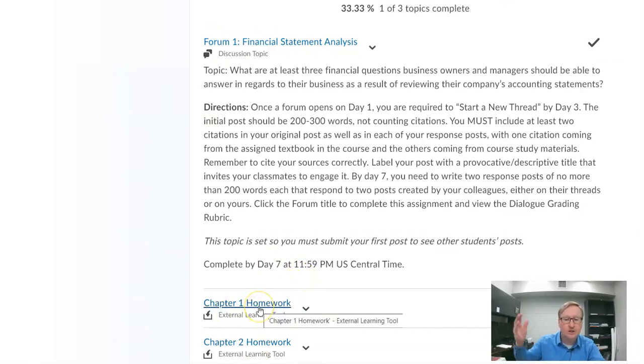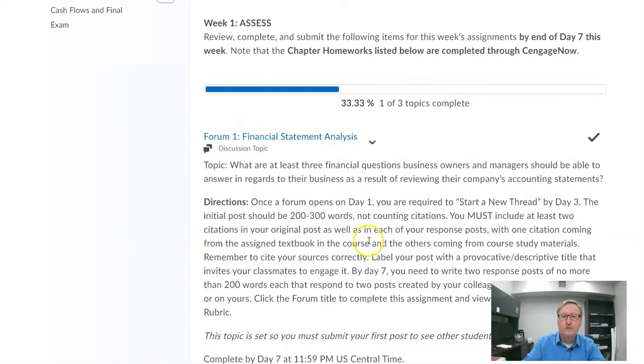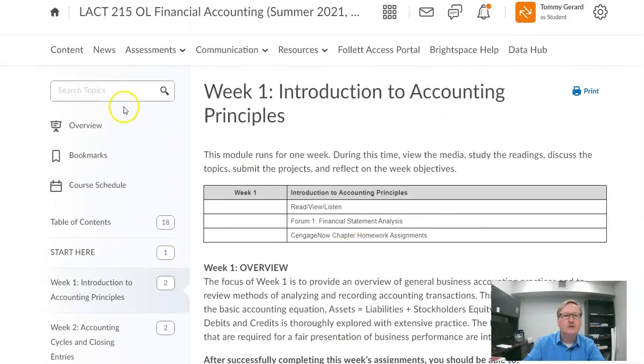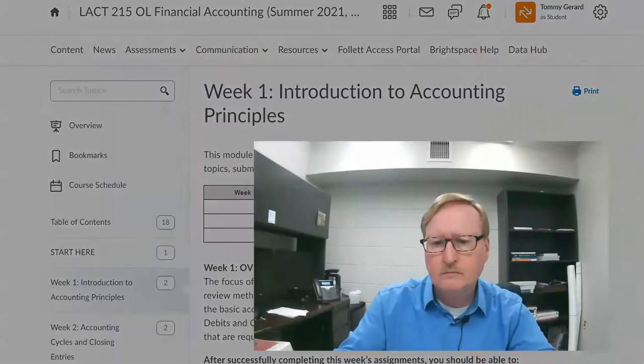Now down here is your homework. When you click on this, it should take you right to the Cengage website. That's the publisher of the book. And you'll be able to do your work there. Your grades will come right back over into this system. You don't have to do anything there. Okay? So that's really about it for this.